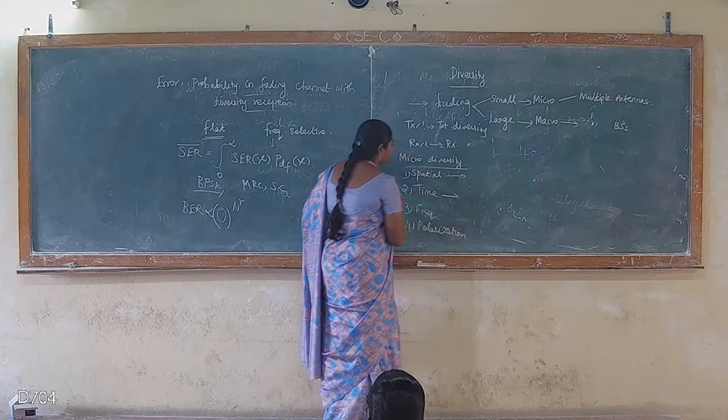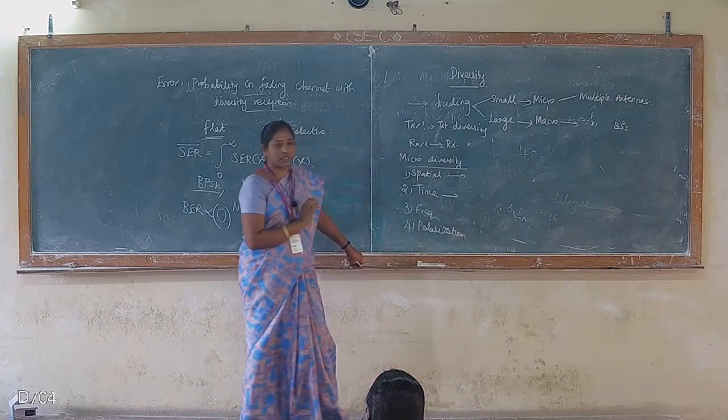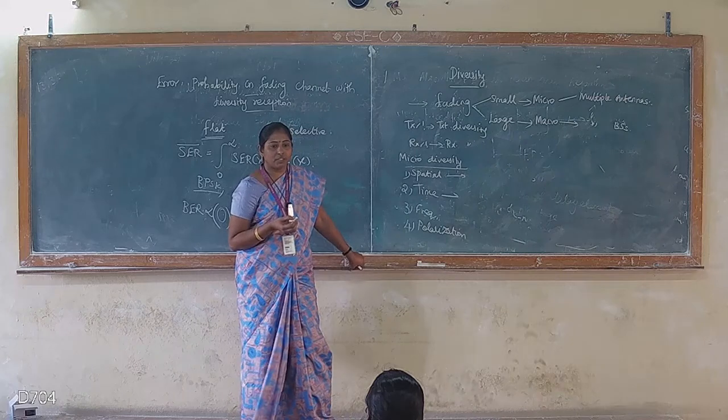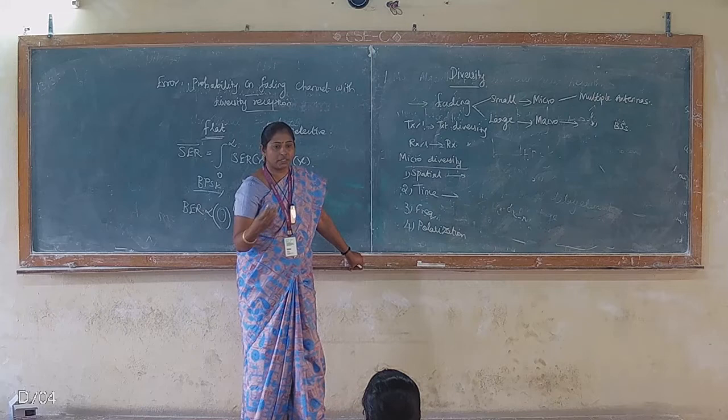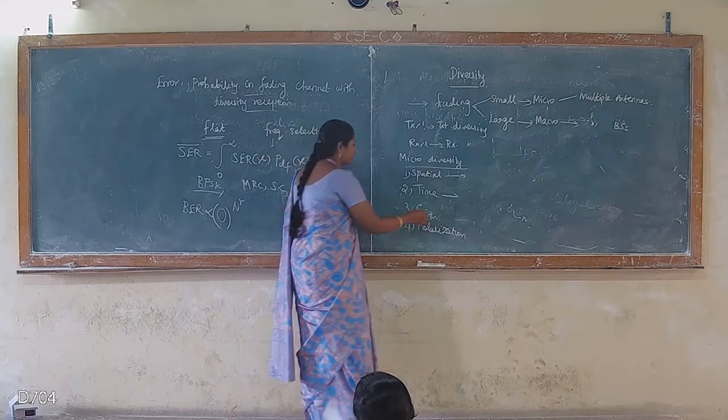Then time diversity, how to implement time diversity? We have to transmit the information at different times. Okay. So same information we have to transmit at different times, that is called time diversity.